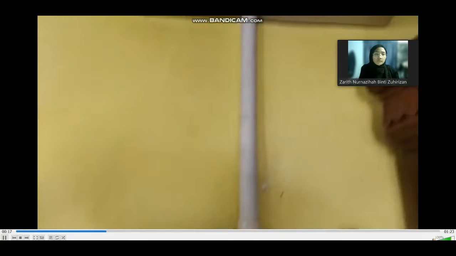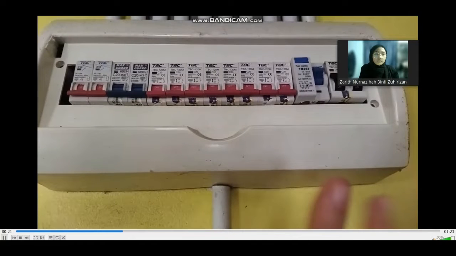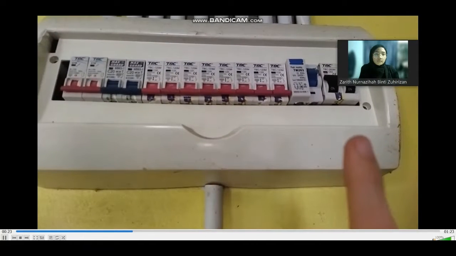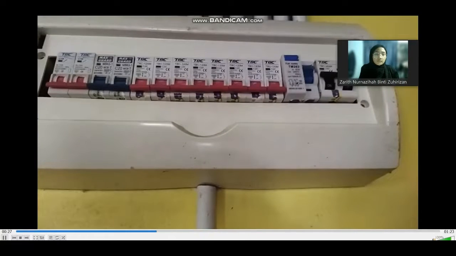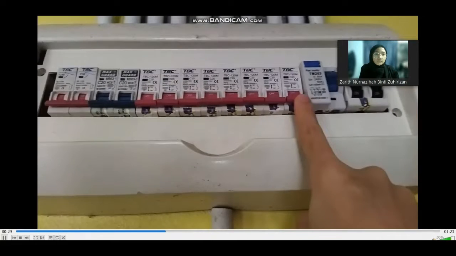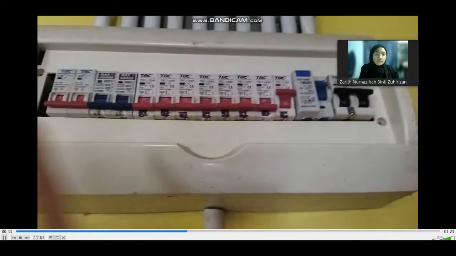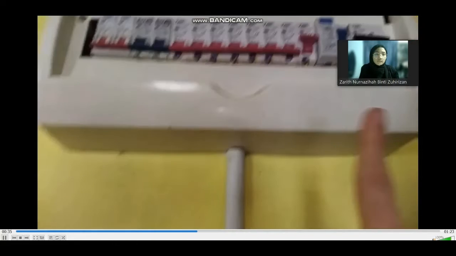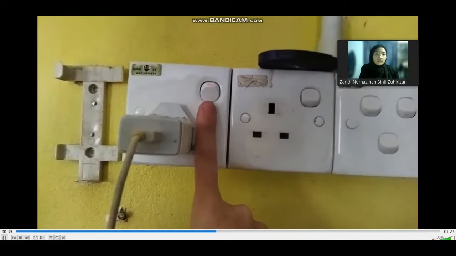So, based on the MCB, firstly turn off all of the MCBs here. Okay, there are 12 MCBs in total. Okay, so I will turn on the MCB number 12, and the rest will be off. And then go to socket outlet number 1. I will turn on the socket outlet number 1.